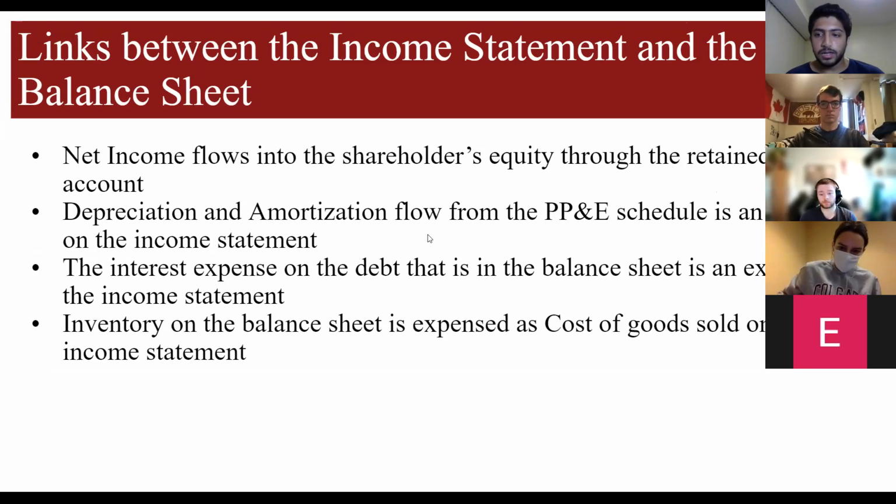Okay, so if you don't have any other questions, I'll begin with the links between the three financial statements. By the end of the session, and also as you practice more, you should be really comfortable with how the financial statements are linked, because that'll really help you understand the story behind the financial performance of a company. Okay, so we'll start with the income statement and the balance sheet.